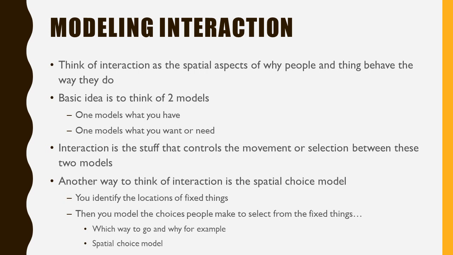Another way to think of interaction is a spatial choice model. You identify locations of fixed things, then you model the choices people make to select from the fixed things, like which way to go. And for example, that's a spatial choice model.